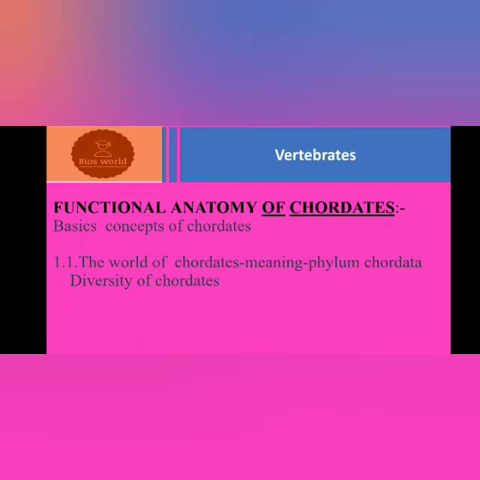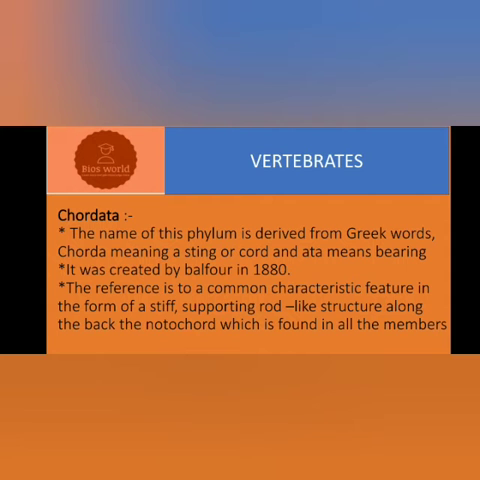Basic concepts of chordates. Today we will discuss the world of chordates, its meaning, phylum Chordata, diversity of chordates. Chordata: the name of the phylum is derived from Greek words. Chorda means a string or cord, ata means bearing. It was created by Balfour in 1880. The name of this phylum indicates that it has the capacity to bear that vertebral column.